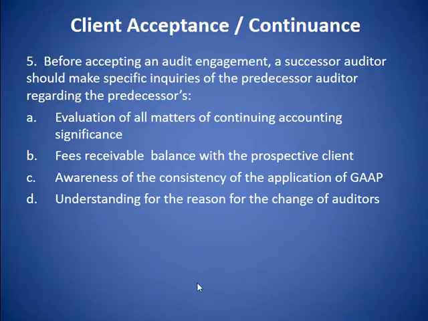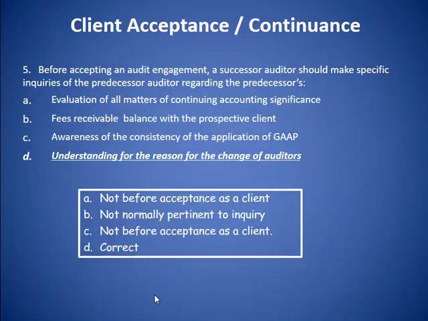Number 5 now. Before accepting an audit engagement, a successor auditor should make specific inquiries of the predecessor auditor regarding the predecessor's: A, evaluation of all matters of continuing accounting significance; B, fees receivable; C, consistency of the application of GAAP; D, understanding for the reason for the change of auditors. And the answer in this case is D, understanding for the reason for the change of auditors.